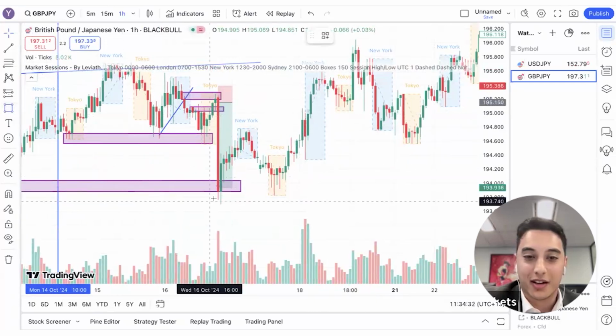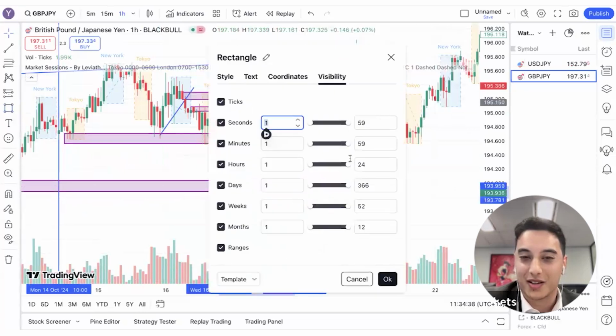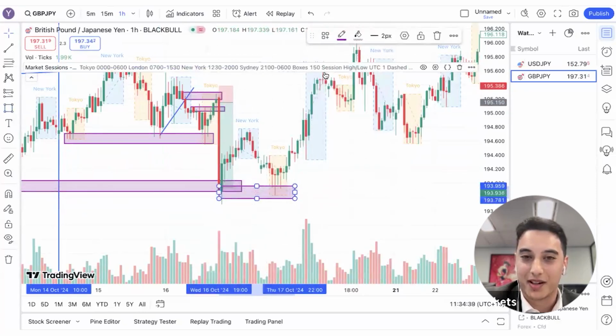The very last thing I noticed is that in the next Tokyo session, you see this demand zone we drew here, it got respected, and you had a bounce back up.